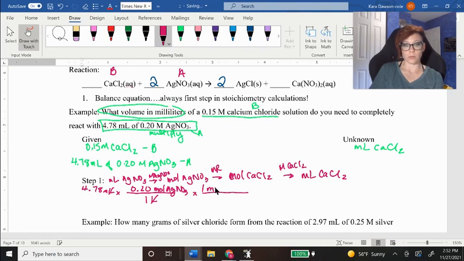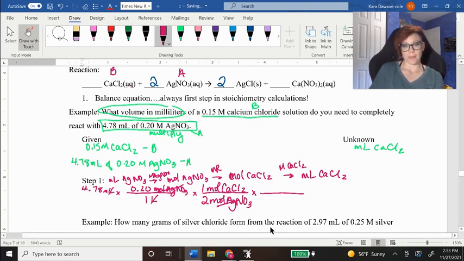So 1 mole CaCl2 over 2 moles AgNO3. So moles of AgNO3 are canceling out. I'm in moles of CaCl2 times line. This is my last one, and I'm going to be using my molarity. So I've got 0.15 moles of CaCl2 over 1 liter of CaCl2. So moles of CaCl2 are canceling. Notice I still have milli here. I haven't gotten rid of that guy.